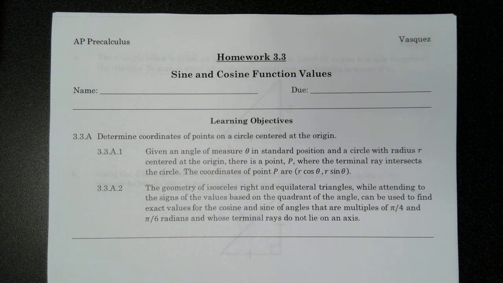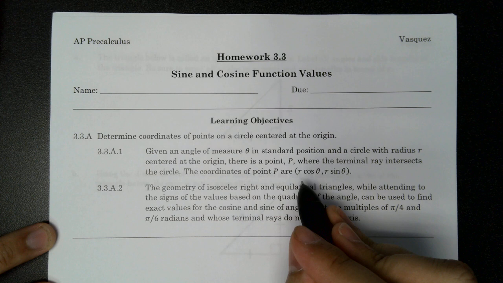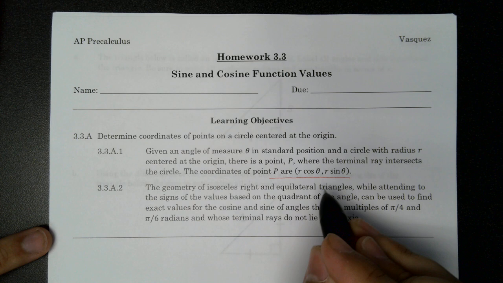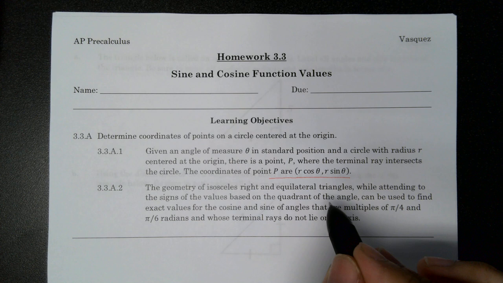Okay, welcome back. In this video, we're going to go over homework 3.3, so sine and cosine function values. The goal of this homework is to essentially derive the unit circle and then work with this equation that P, any point on the unit circle, is equal to r cosine theta, r sine theta. So these are the x and y coordinates.